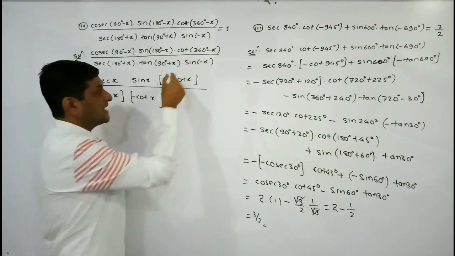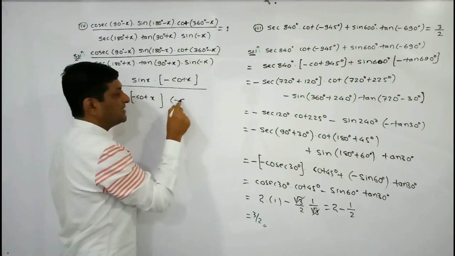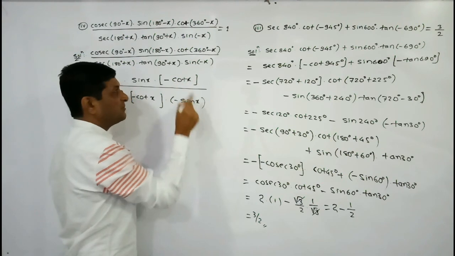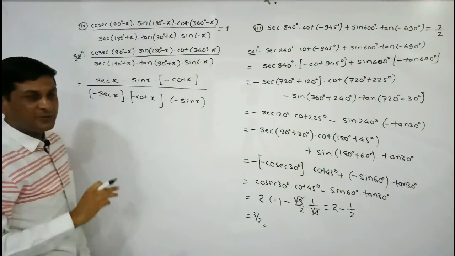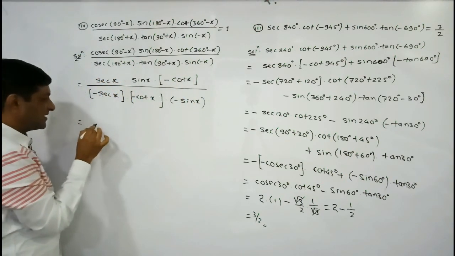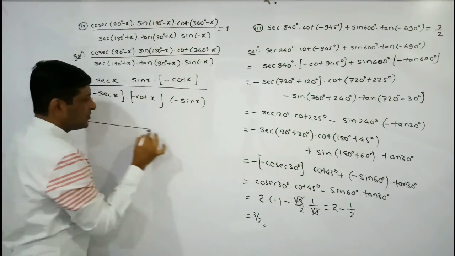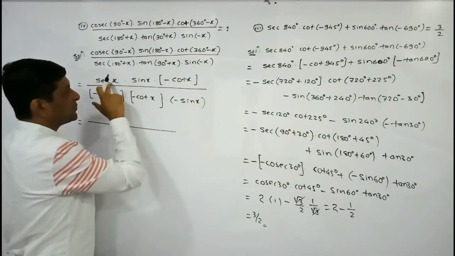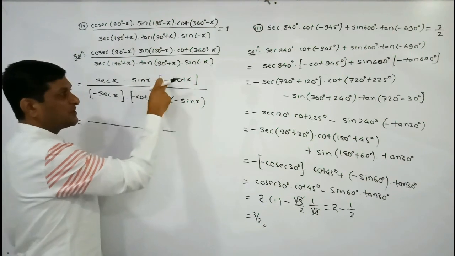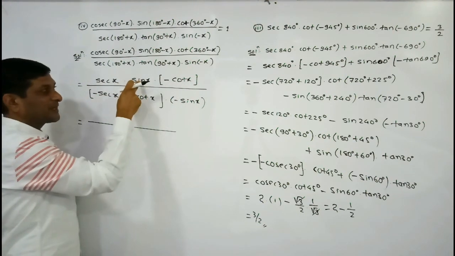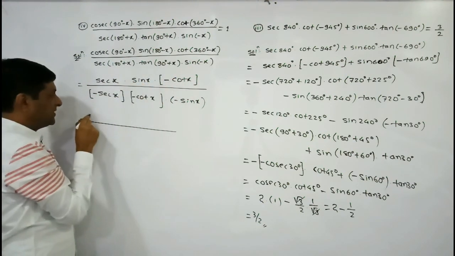Negative. Sin minus x will be equal to what? Minus sin x, according to the trigonometric ratios of negative angle. First we are taking the product of sin. So this term is positive, this term is also positive, and this is negative. Positive into negative will be negative.